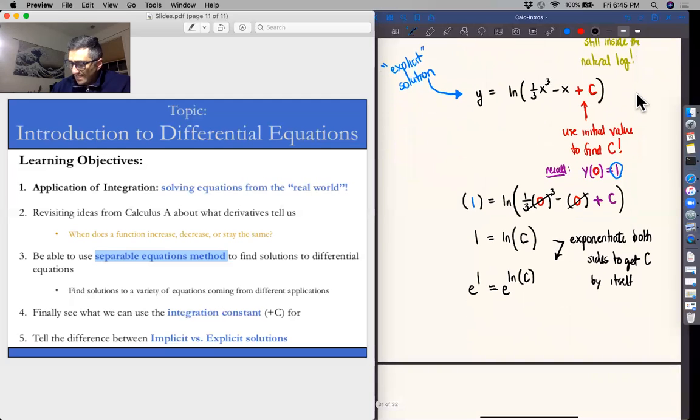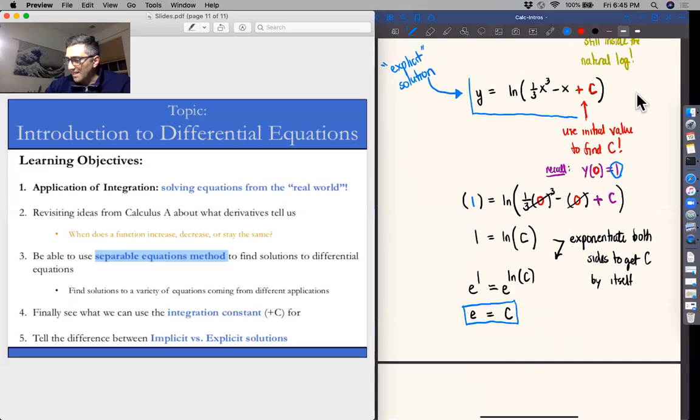So the left-hand side, e to the first, that's just equal to e. e to the ln of c, well, that's just giving us back c. So we figured out in this problem, the value of c is actually equal to the number e. So the last thing we get to do is go back to our solution that we found, that explicit solution, except anywhere there's a c, we can replace that with our e. Because we just found the value of c in this case is equal to our constant e.